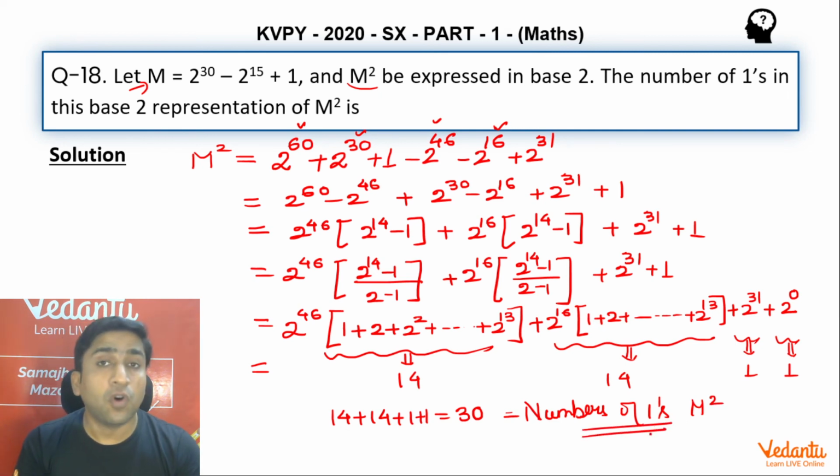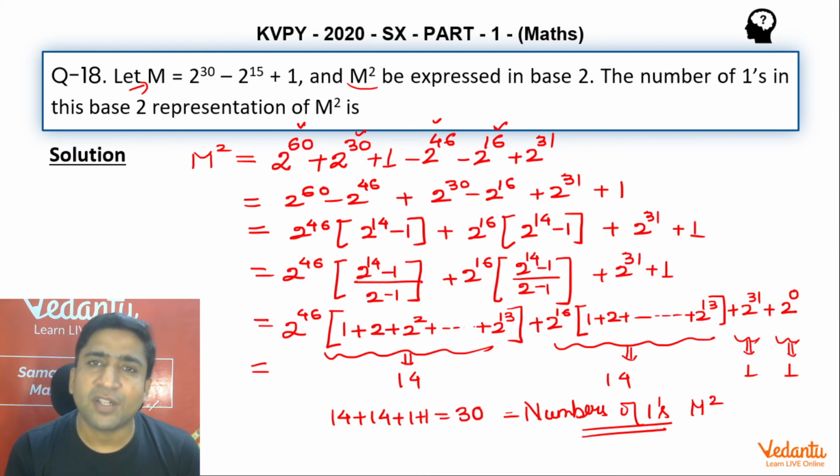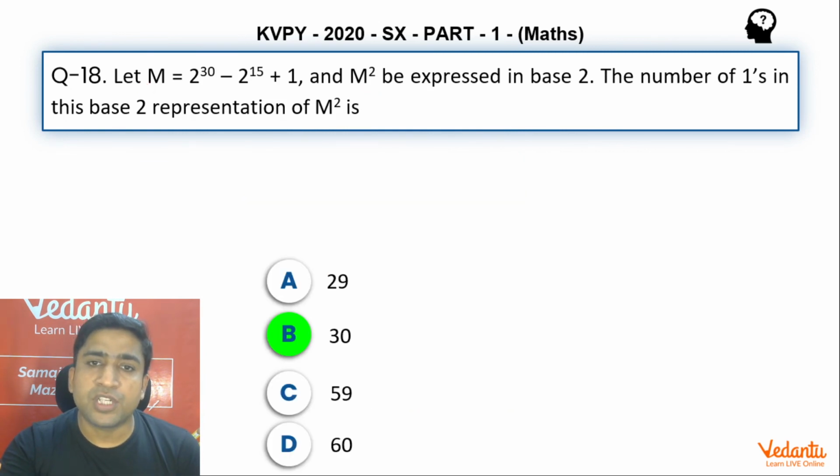So this was all about this particular application: if you want to represent m square in base 2, you just need to write it in such a format that each term is written in the form of 2 to the power of something. Whenever you can do that, you count it as 1. So that was the logic in this application. I hope all of you understood this question and enjoyed this. The correct option is option B, that is 30.